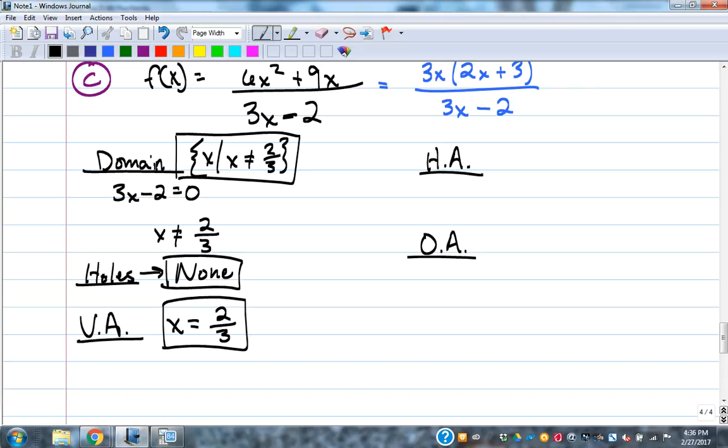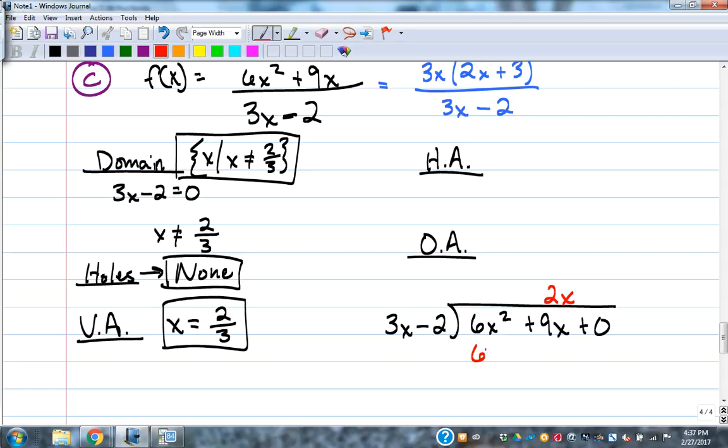To find the oblique, you're going to do long division. So we're going to divide 3x minus 2 into, I'm going to go back to the original, 6x squared plus 9x, and I'll put a plus 0 there. So we're doing long division, bottom part into the top part. What times 3x will get me 6x squared? 2x.